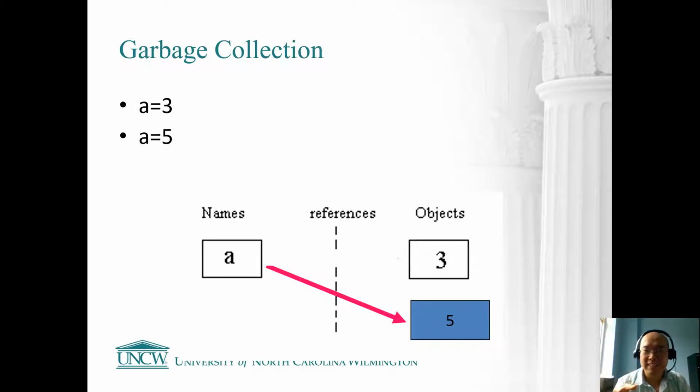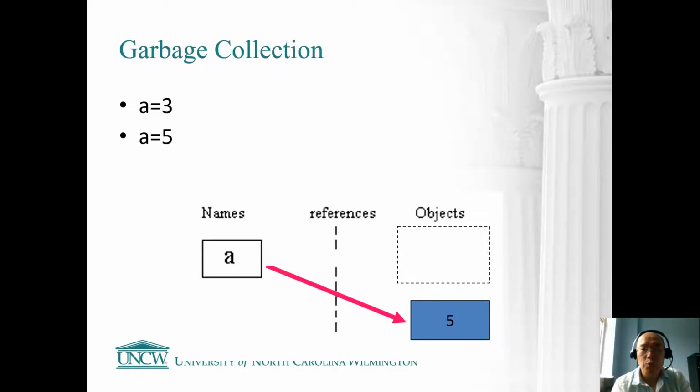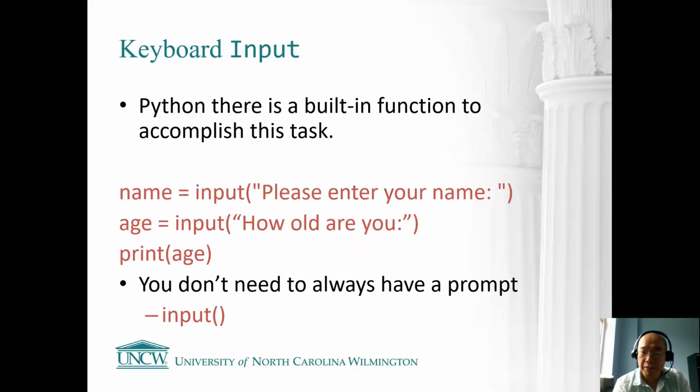No one is going to use it, but it takes the memory space. Then after a while, Python will get rid of the 3 eventually. This is called garbage collection. Python will then be able to release some of the memory from your machine. So Python is doing your machine a favor. Okay, so I think that's the final part.